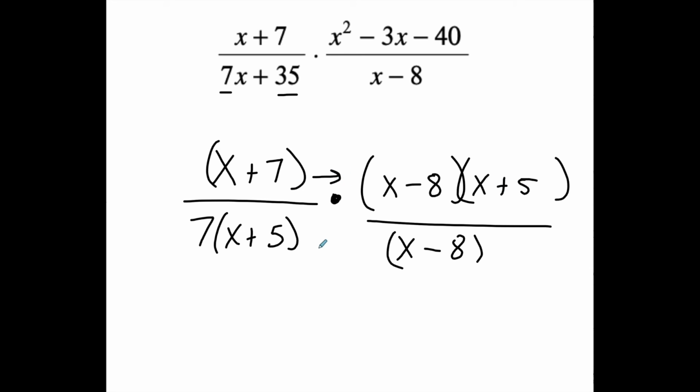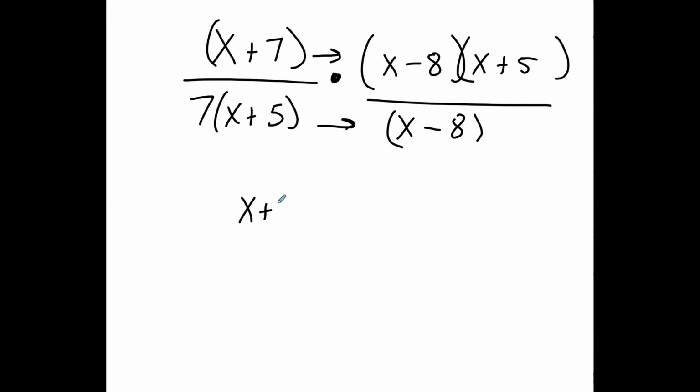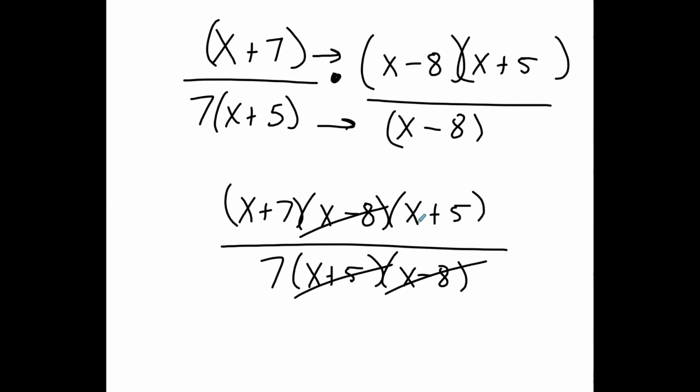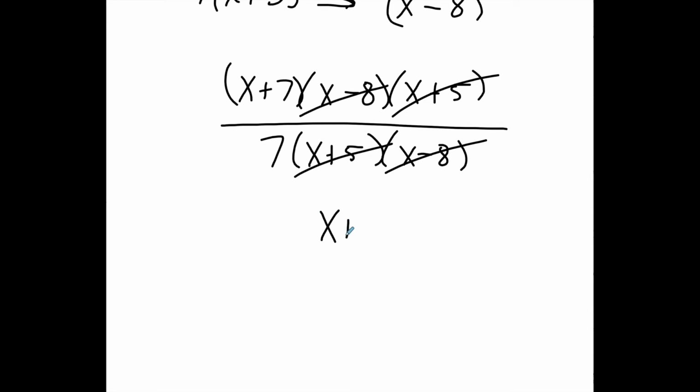Now we're going to multiply across the top and the bottom. Up top, (x plus 7)(x minus 8). I'm not going to be super picky about the order because the order doesn't matter. So (x plus 7)(x minus 8)(x plus 5). And then I've got 7(x plus 5)(x minus 8). Now we cancel any common factors. The x minus 8 cancels, and the x plus 5 cancels. So all that's left is (x plus 7) over 7.